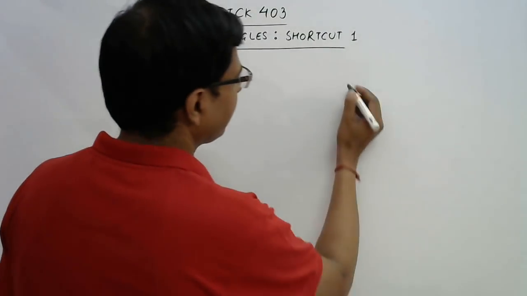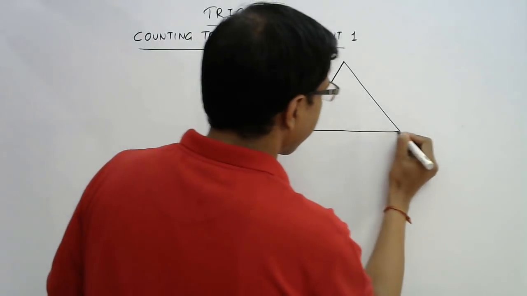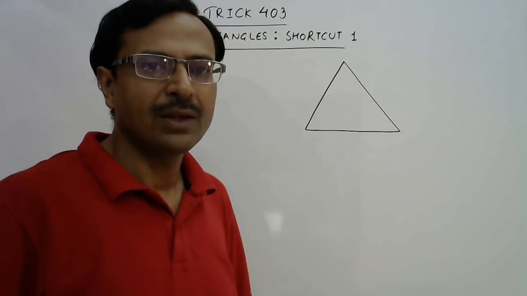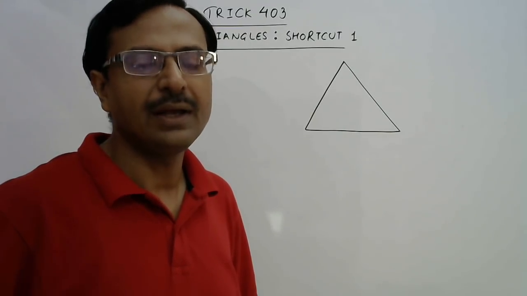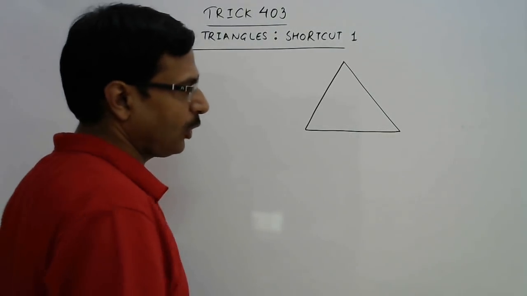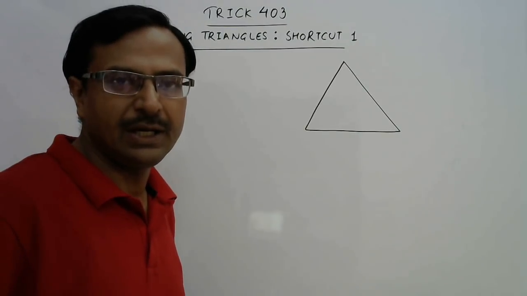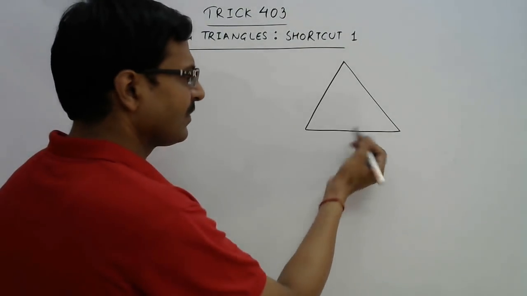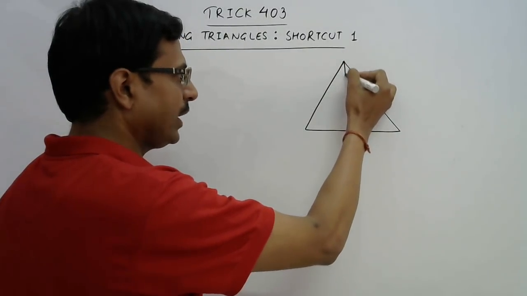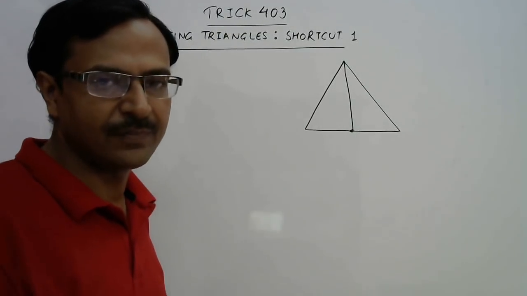Now this is a figure in which there is a big triangle, and the base of the triangle is divided into 2, 3, 4, 5 or 6, 7 number of parts. Now first, for understanding purpose, I am going to take up only two parts of the base. So there is a point here and this vertex is joined to this point, and now we have to count the number of triangles in this figure.